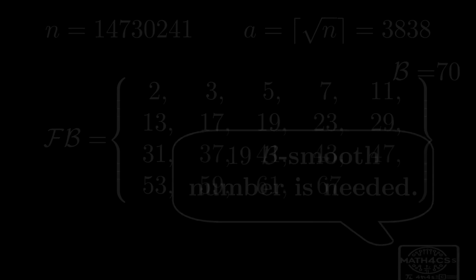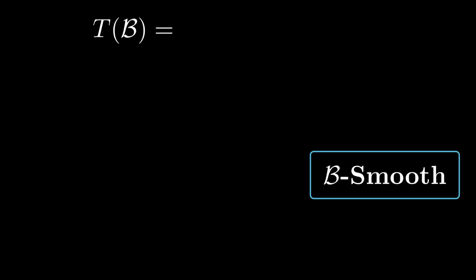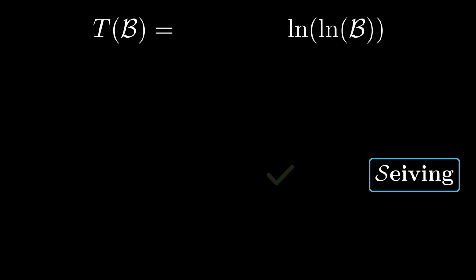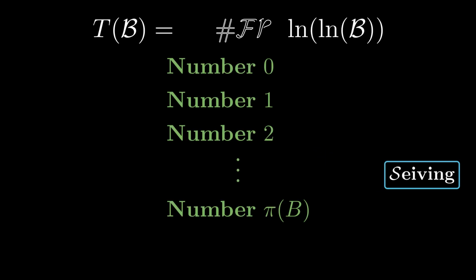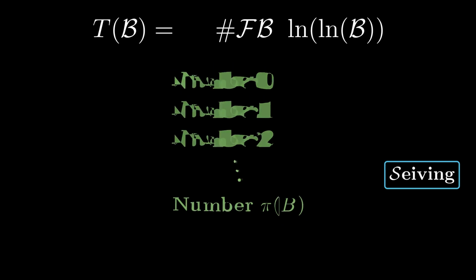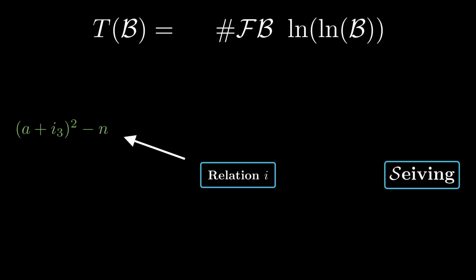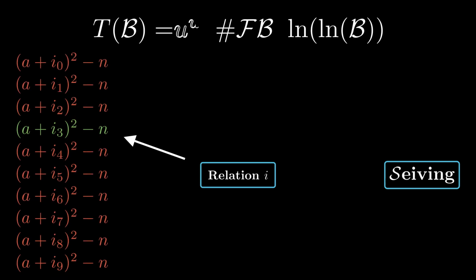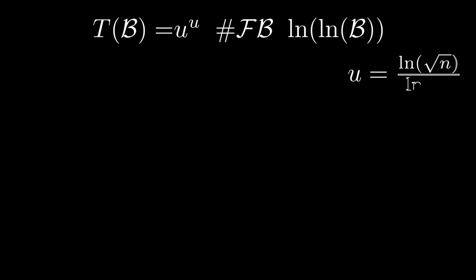To solve this problem, we need to find the total number of operations needed and try to minimize it. The total number of operations is: first, to check the smoothness of a number, we need pi(B) operations. But we can do better with sieving. We improve this to log B. Next, we need pi(B) smooth numbers, so we multiply by this. Finally, we need to test a few numbers before actually finding a B-smooth number. The probability is u^(-u), where u is equal to log square root of n over log B, according to a theorem.